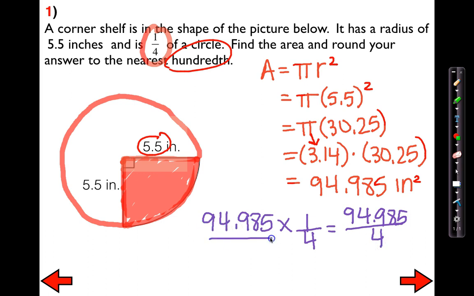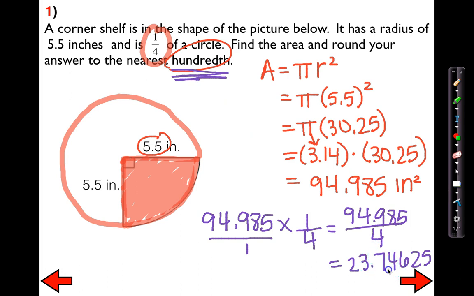But you can even see here that this times 1 is the same and 1 times 4 is 4. Now we're going to divide that, and that's going to lead us to an answer of 23.74625. But let's go back into the instructions for a second. They did ask us to round to the nearest hundredths, so that's exactly what I'm going to do.